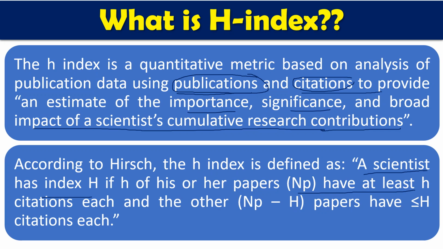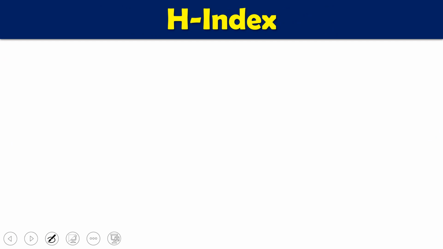What does it mean? This definition is given by Hirsch, but the simple basic definition of H index is: if any author, any scientist, any researcher has n number of papers with n number of citations. What does this mean? If I have 10 publications, and I will give you some examples also for better understanding, all the different publications will have different numbers of citations. So how are we going to calculate it? We are going to see that.